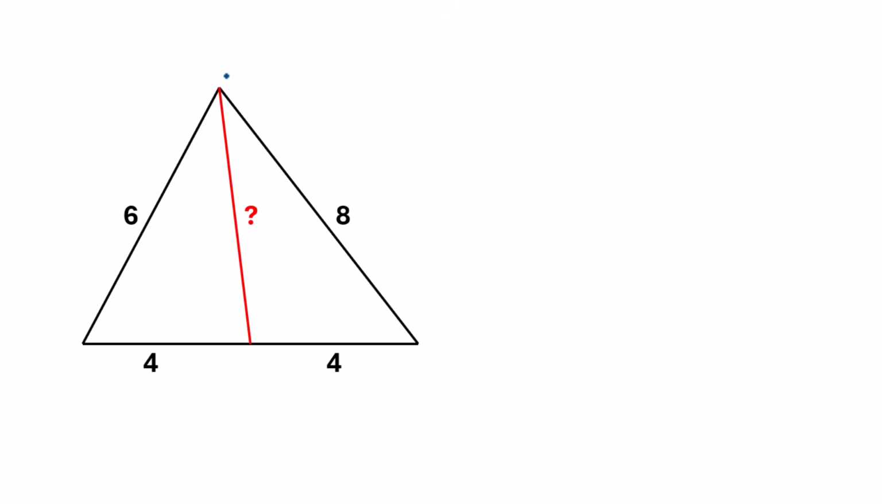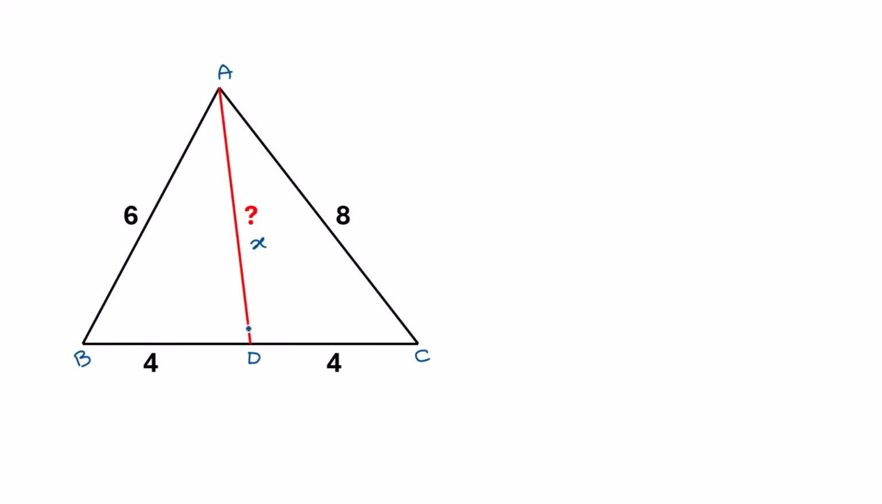Consider the triangle is A, B, C, and the center of this line BC is D, and the length of this unknown red line, consider as X.